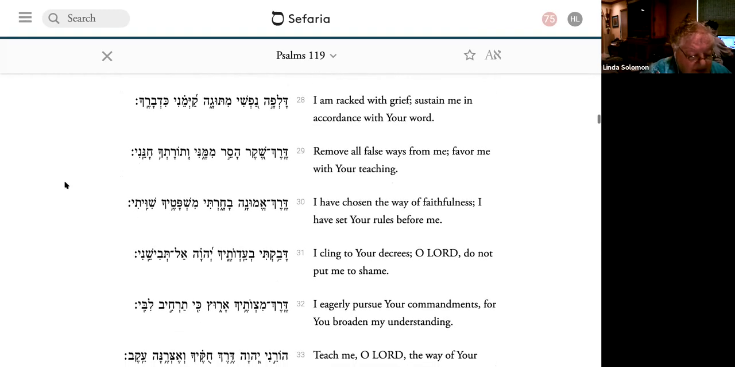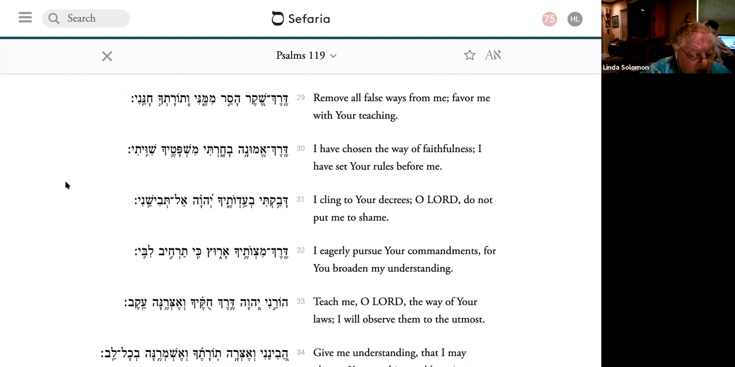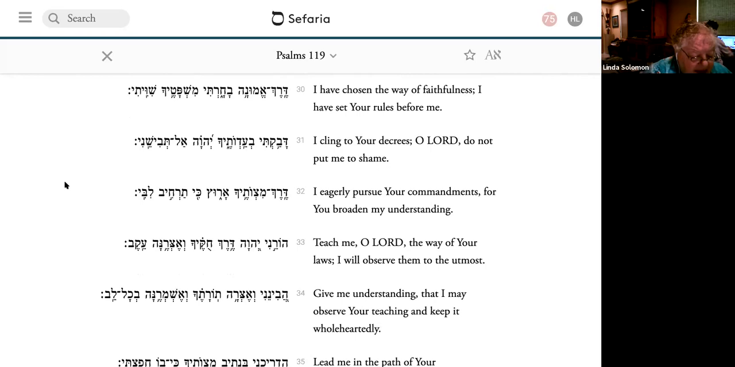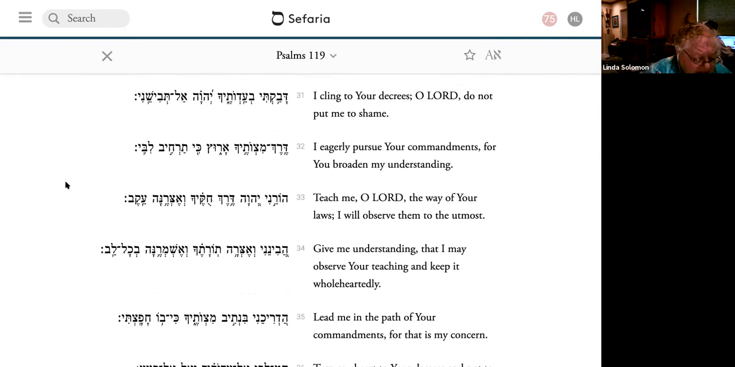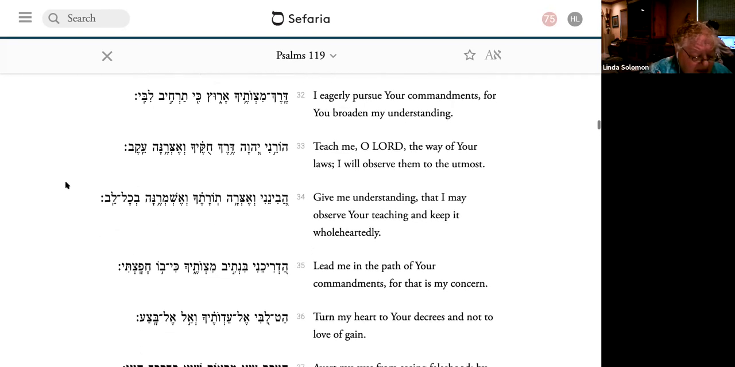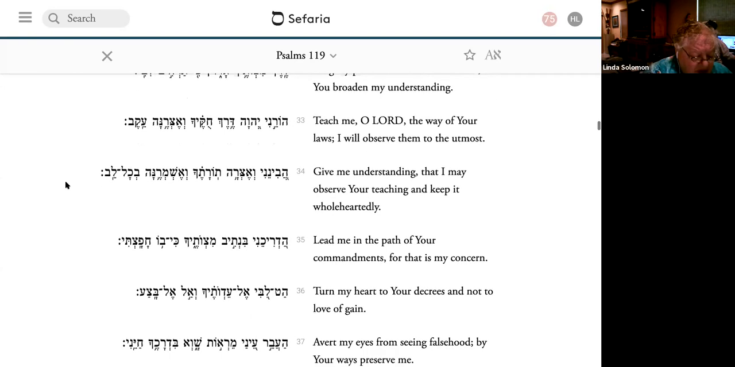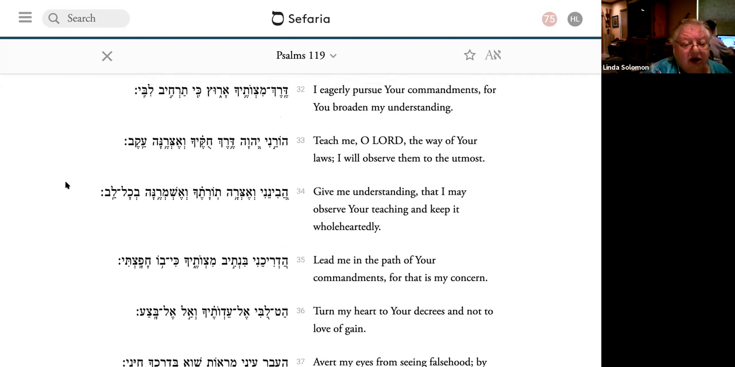Drooped over from grief am I. Sustain me according to your word. Discard for me the path of falsehood. Grant me the grace of your Torah. Deciding for the path of faithfulness am I, setting your judgments before me. Dearly have I cleaved to your testimonies, Adonai. Put me not to shame. Directed to your mitzvot, I begin to run, for you have expanded my heart.